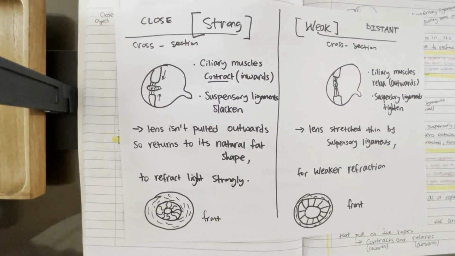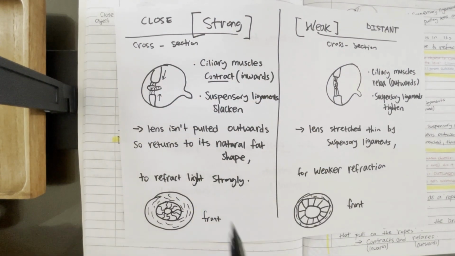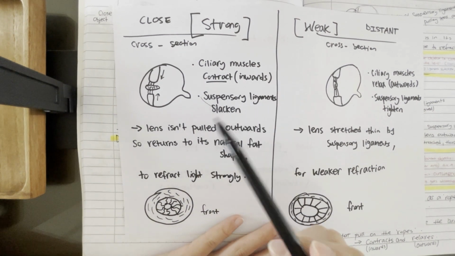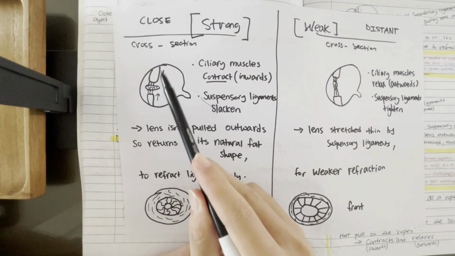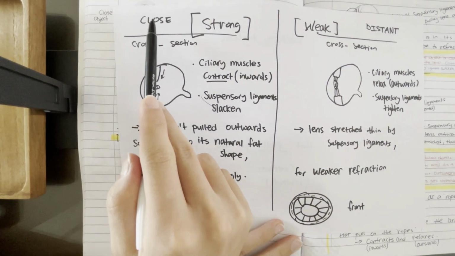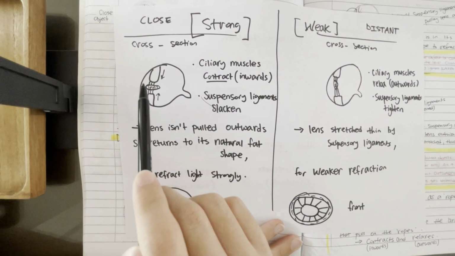Now, this is a really simple and easy way to understand this, okay? Close objects are strong, right? So just imagine that the ciliary muscles and the suspensory ligaments, right? These are the two important things. Everything just moves inwards, close to the lens. Just think about it. Close means strong, and everything just moves closer inwards, right?